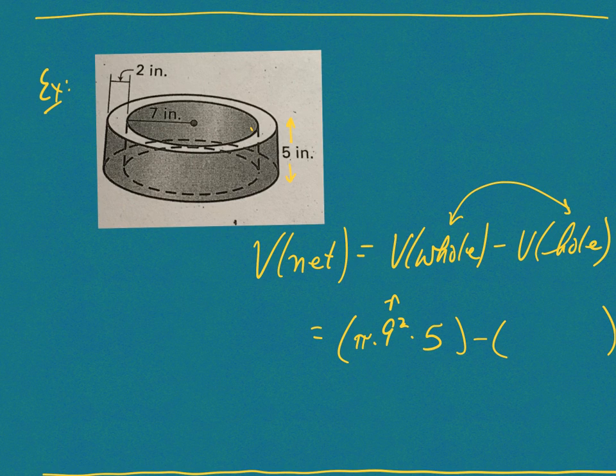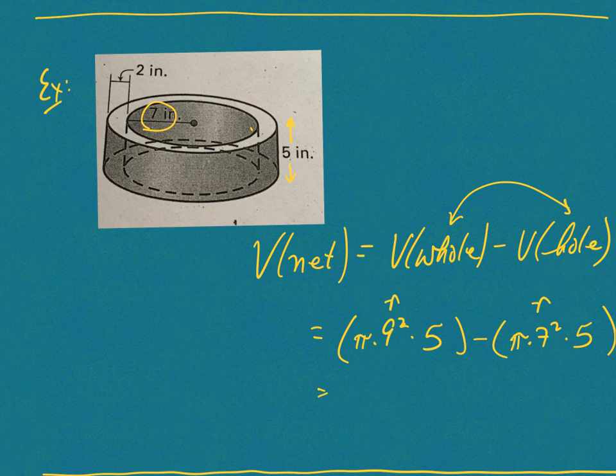Okay? And then the part that we drill out is also a cylinder, so we're removing another cylinder, but this time the radius isn't 9, it's 7. So the radius this time is 7, but the height is still 5.